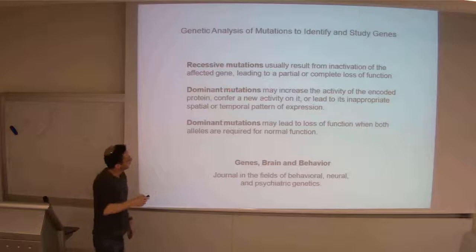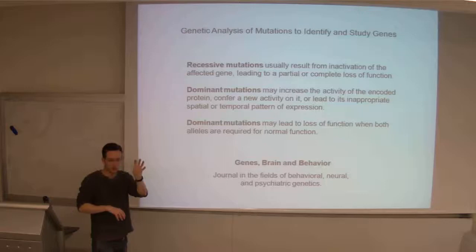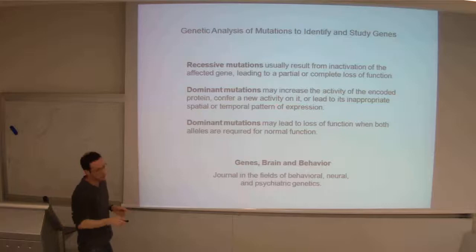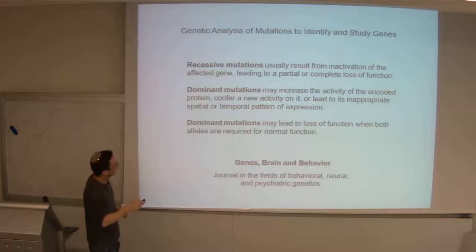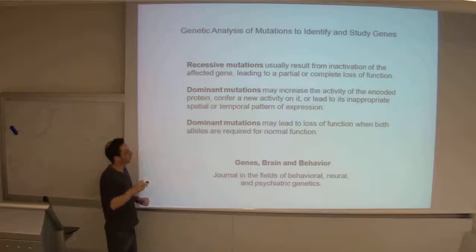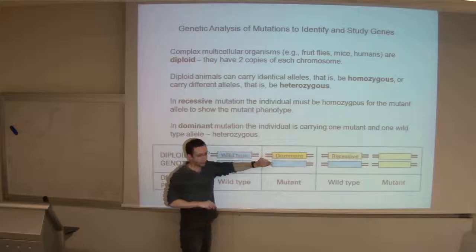As opposed to dominant mutations, which are usually an ectopic expression of a gene, or a different function for the gene that the mutation will induce. So a dominant mutation may increase the activity of the encoded protein, confer a new activity to it, or lead to its inappropriate spatial or temporal pattern of expression. If this mutation causes the protein to have a bad, toxic function, a gain of function, then whatever the other copy does will not fix the outcome of this mutation; it will be dominant.